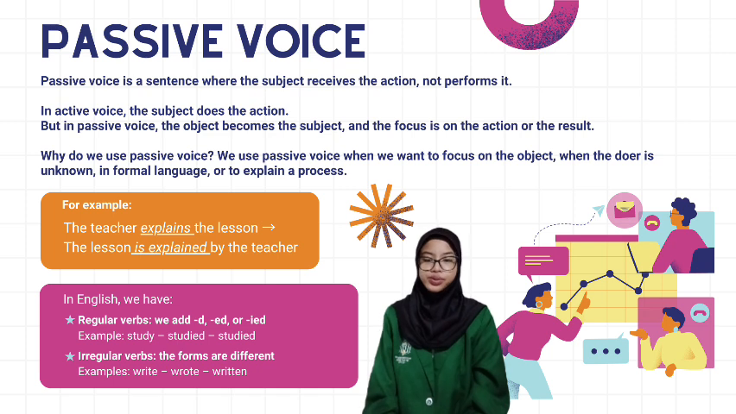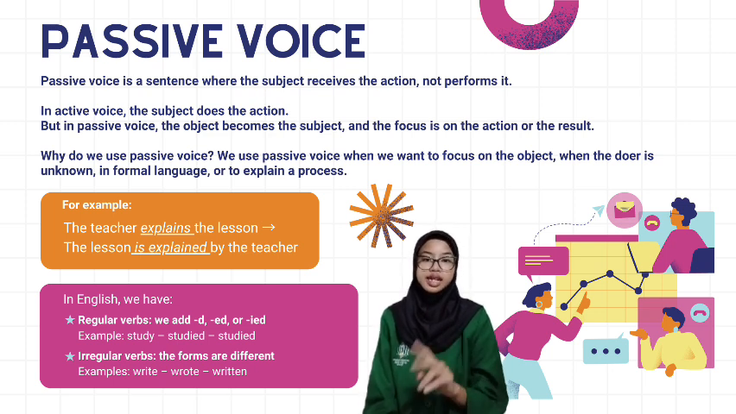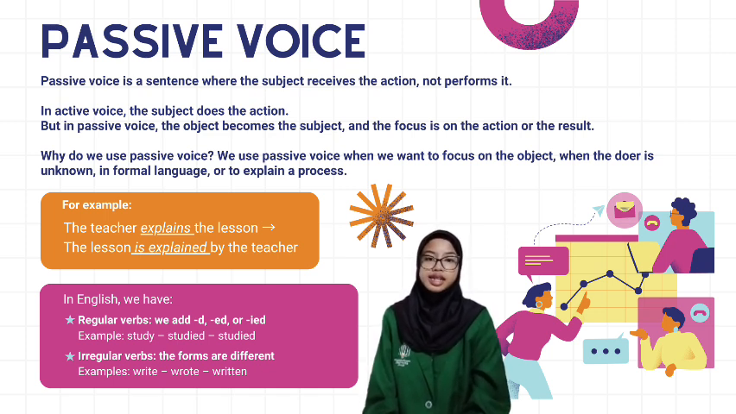Before we continue, we need to remember that passive voice always uses verb 3 or past participle. There are 2 types of verbs. First, regular verb. This verb usually adds D or ED. For example, clean, cleaned, cleaned. Wash, washed, washed. Finish, finished, finished.